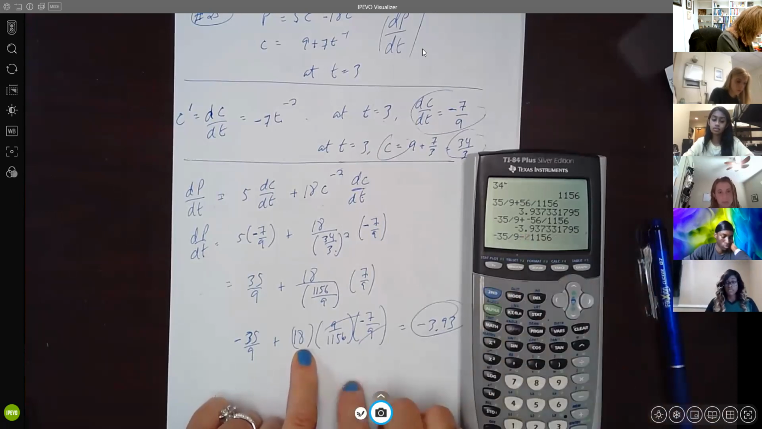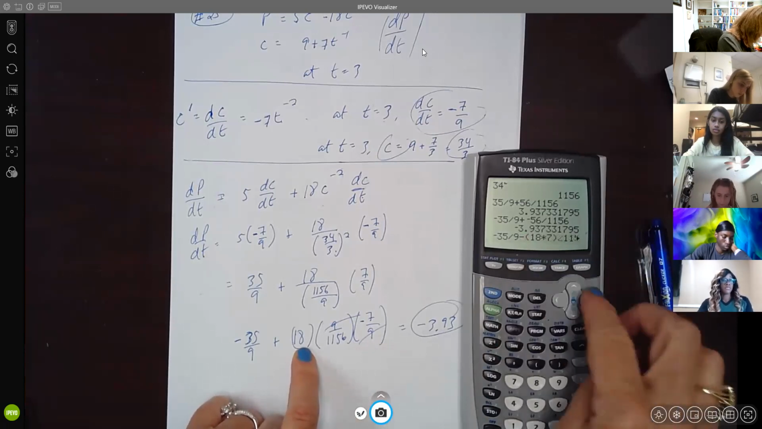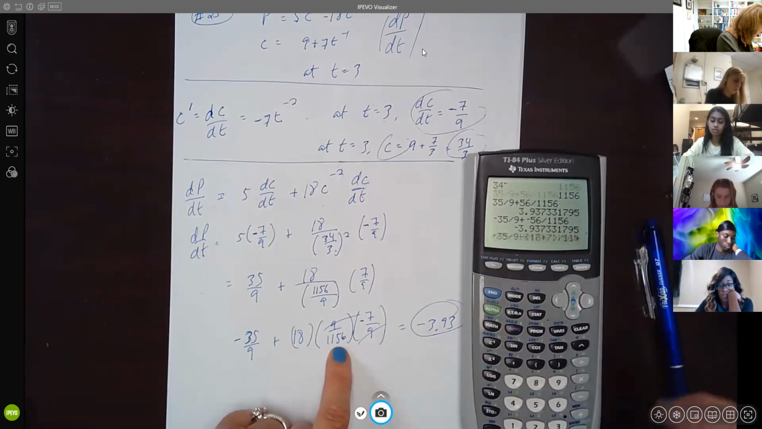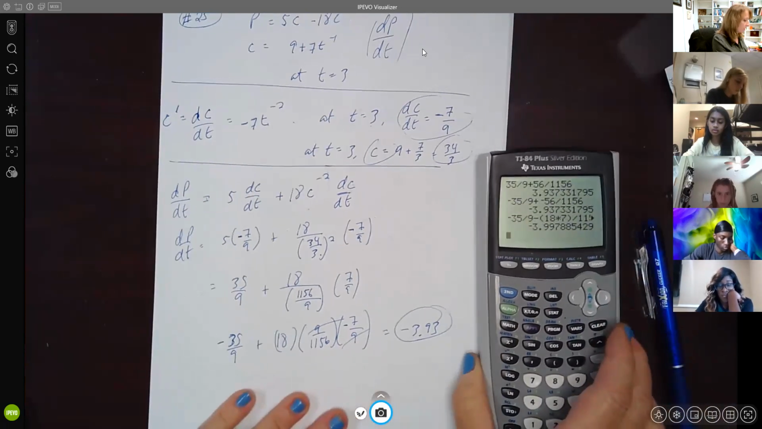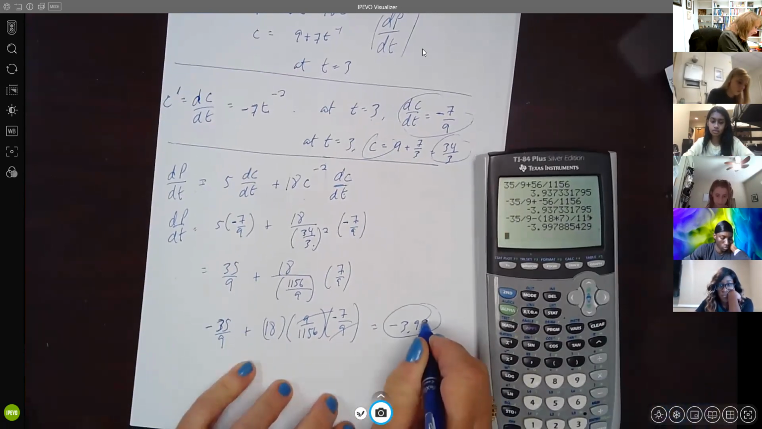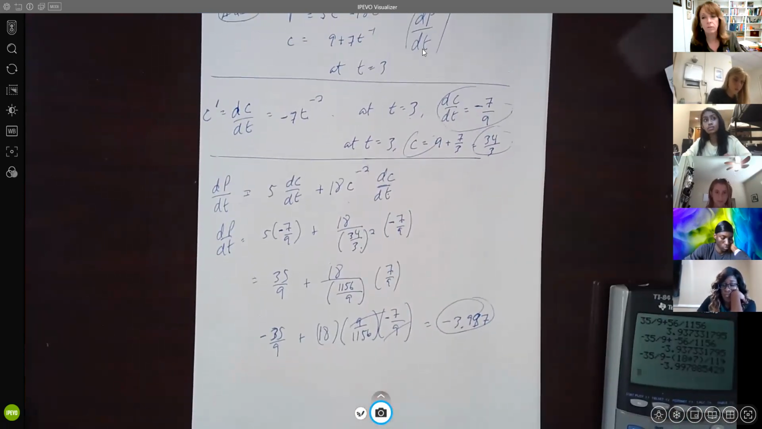Negative, insert, that's going to be 18 times 7, and all that is divided by 1156. There you go. Negative 3.997, and so forth. Okay, yeah, I was just an oversight, me not putting in the 1 in front of the 8. Cool. Okay, guys, any other questions on that problem?